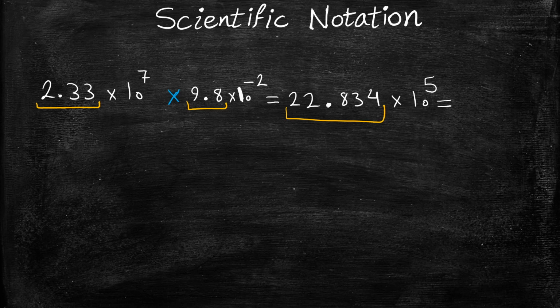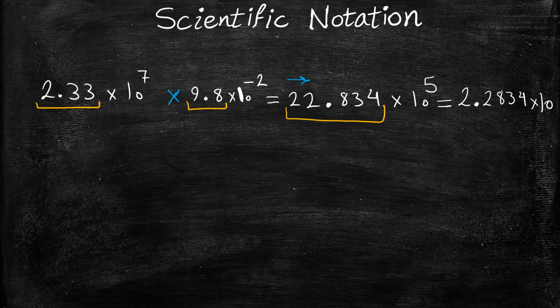So I scan the number from left to right. The first non-zero digit that I encounter is 2. So I write 2, point. Now the rest of the non-zero digits, I just copy them. So we have 2.2834 multiplied by 10 to the power of.